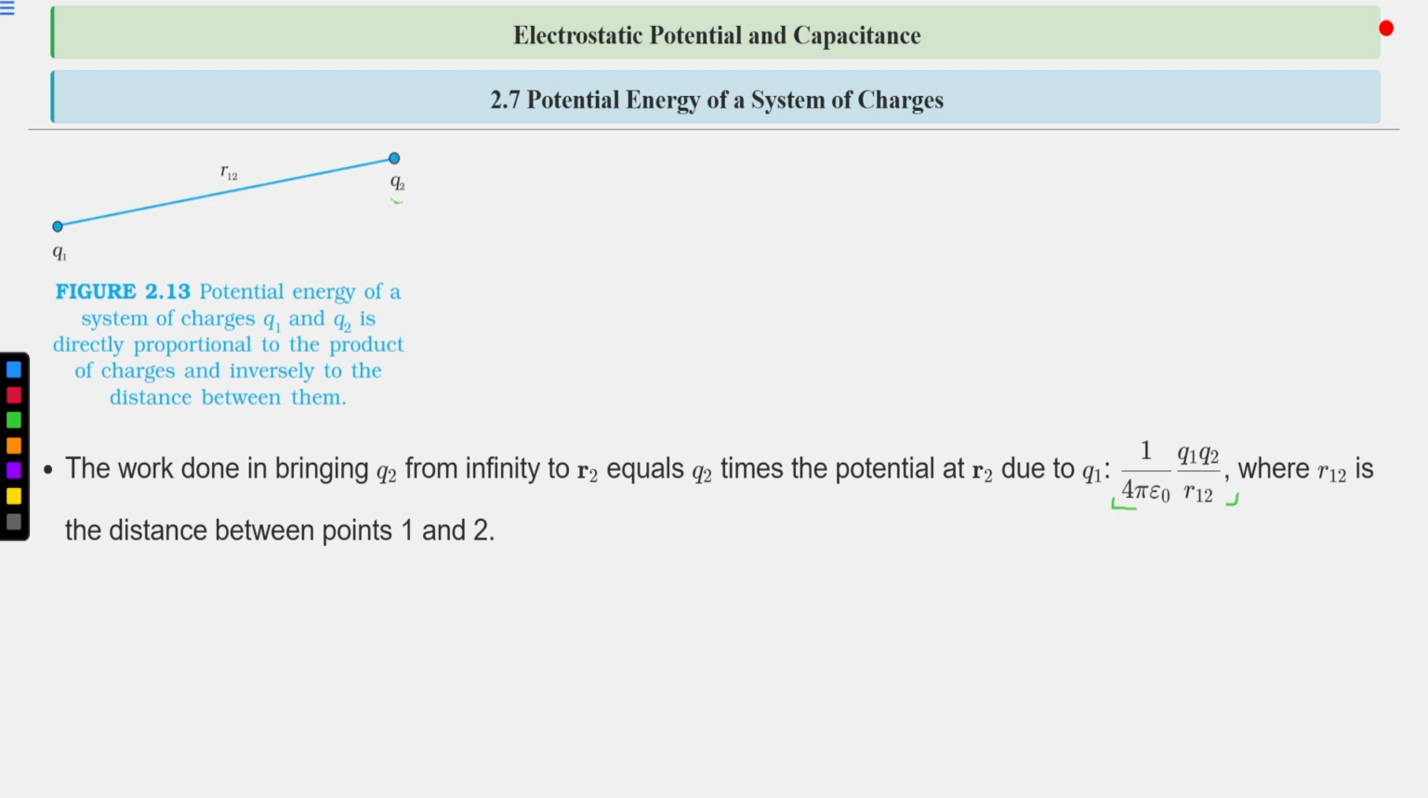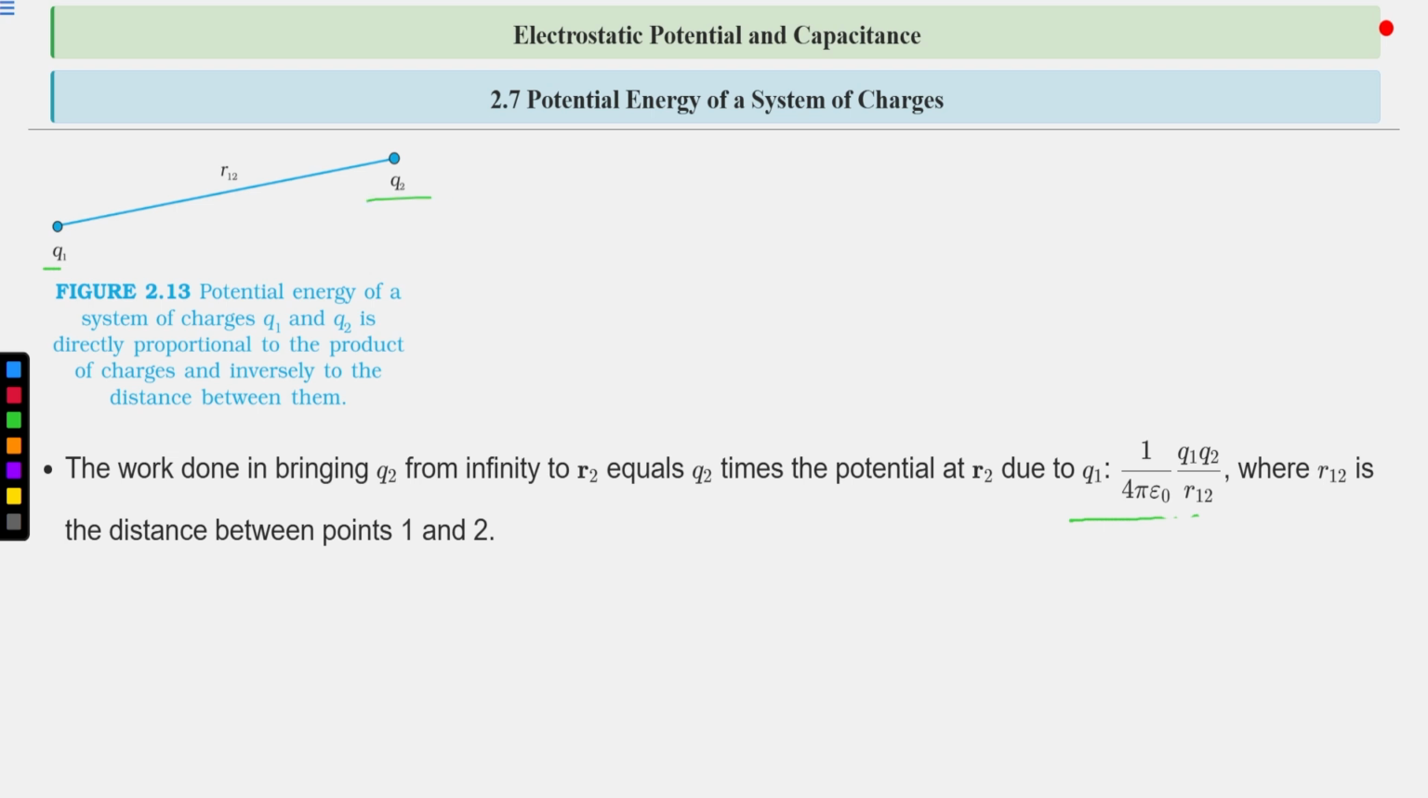Okay, so we are simply multiplying the potential created by this Q1 charge at this point into Q2. So this is the work done in bringing Q2 charge from infinity to that point, where R12 is the distance between the points R1 and R2. So R12 is the distance between these two charges. So this is the work done in bringing the Q2 charge at that point, and hence this is the total work done to form a configuration of two charges, these two charges.